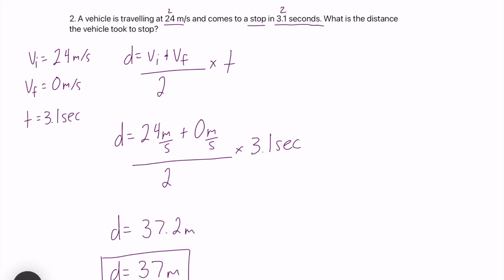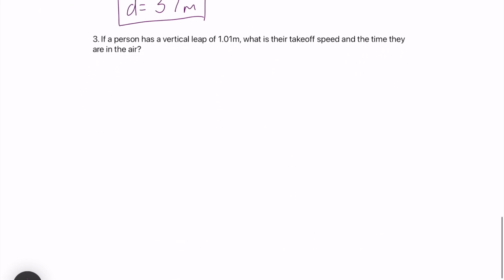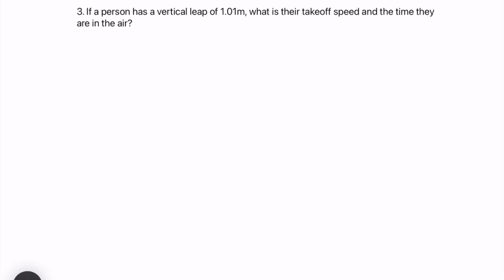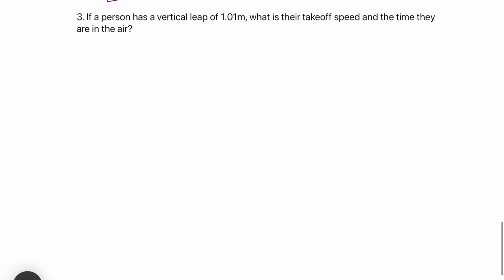Okay. All right, moving on to number 3. This one is a little bit of a trickier one here. Let's see if we can make some sense of it. So it says, if a person has a vertical leap of 1.01 meters, what is their takeoff speed and the time they are in the air? So we're looking for a couple different things here, and from the question, it really only looks like it gives us our distance, okay? But we can also assume a few different things here, and let's discuss what we're going to be assuming.